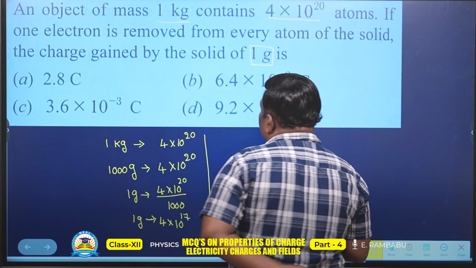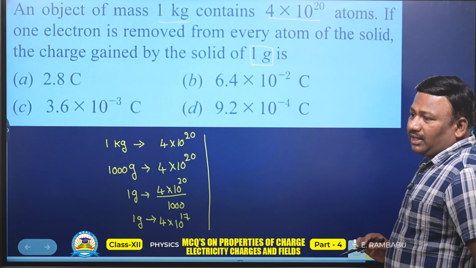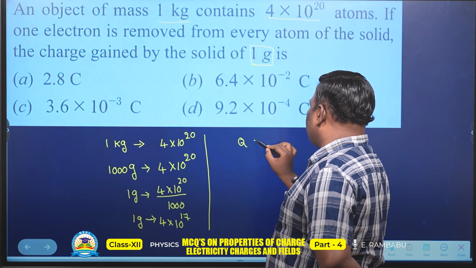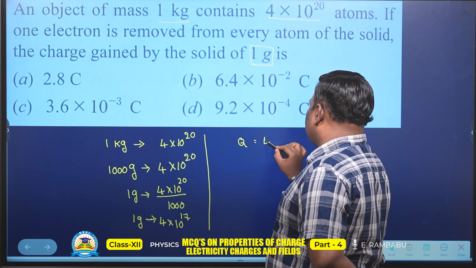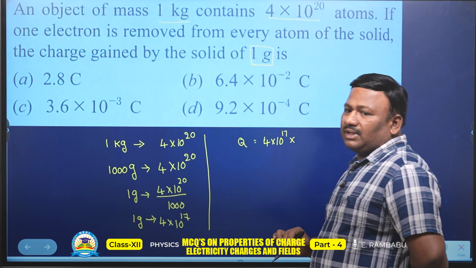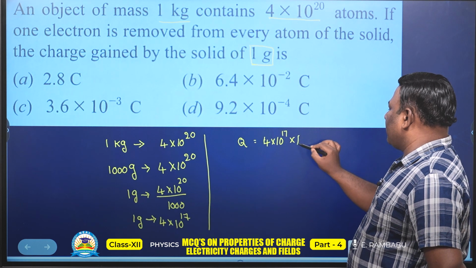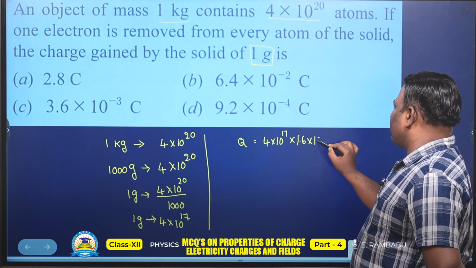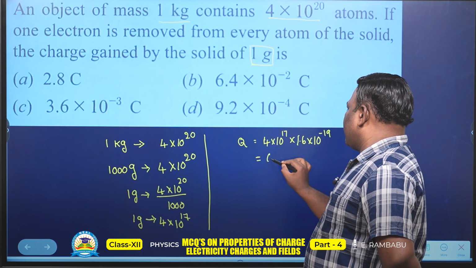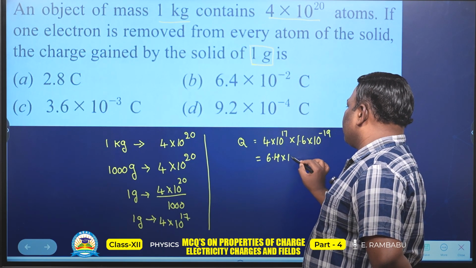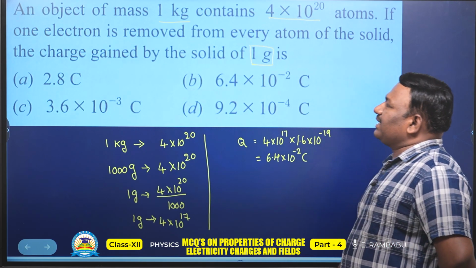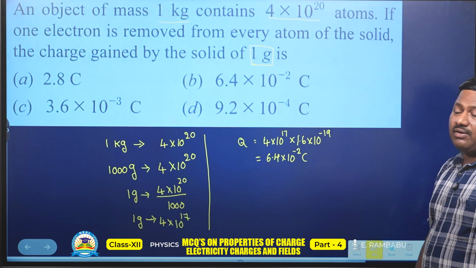Now from each atom we remove 1 electron, then 1 gram has the charge q equal to the number of atoms, 4 into 10 to the power 17, times the charge of an electron, 1.6 into 10 to the power minus 19. Finally, simplifying this, we obtain 6.4 into 10 to the power minus 2 coulomb. So this is the charge gained by the solid of 1 gram.